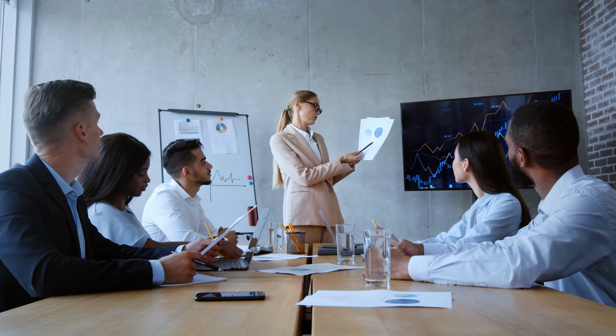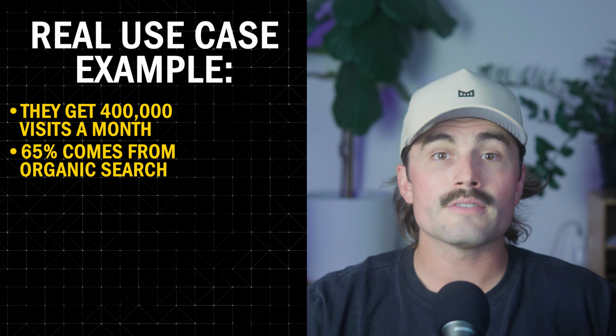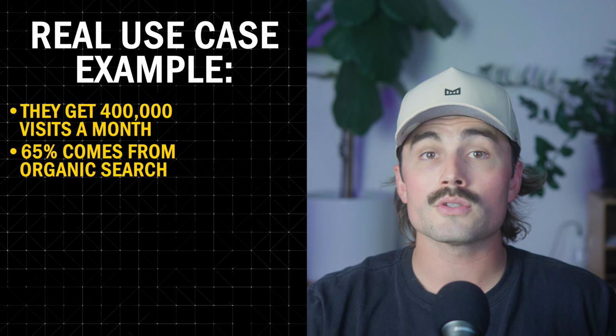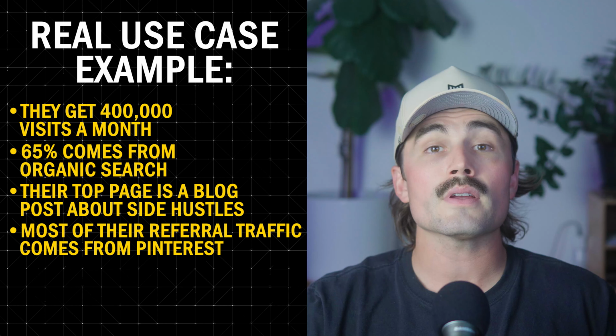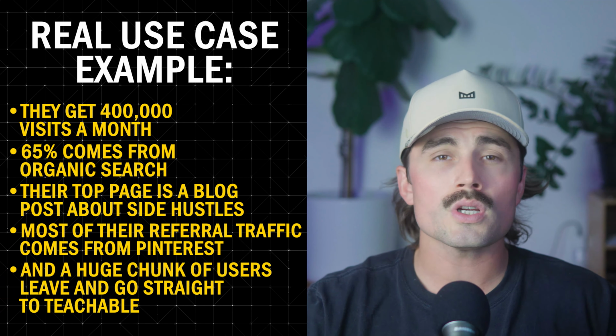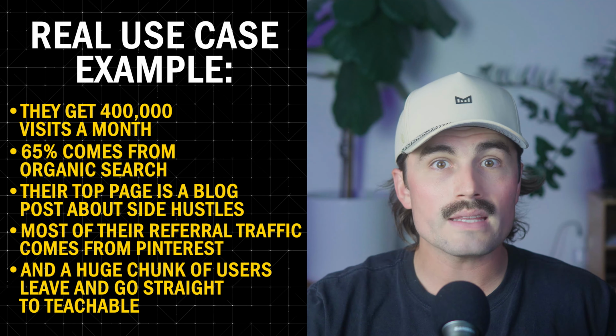makingsenseofsense.com into traffic analytics, and you notice that they get 400,000 visits a month. 65% comes from organic search. Their top page is a blog post about side hustles. Most of their referral traffic comes from Pinterest, and a huge chunk of users leave and go straight to Teachable, their course host. That gives you a ton of insight.